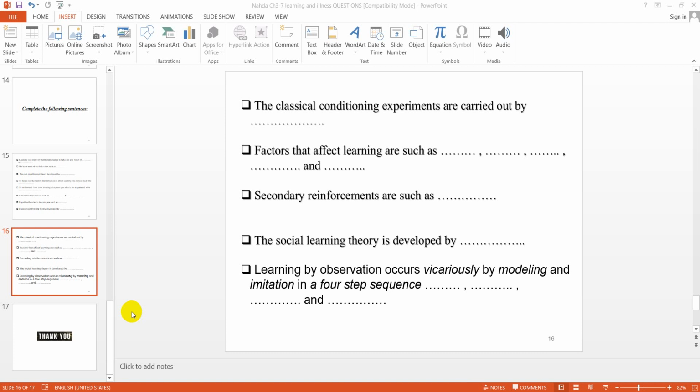The social learning theory was developed by Bandura. Learning by observation occurs vicariously by modeling and imitation in a four-step sequence. Number one, attention. Number two, retention. Number three, reproduction. And number four, motivation. That's all about our questions. Thank you.